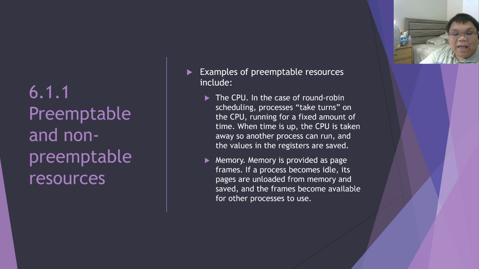So the CPU and memory are preemptible resources. If we take the CPU or memory away from a process, the process has no problem with that because we're able to save, in the case of the CPU, the values stored in the registers. In the case of memory, we can store those pages back on the disk until we need to reload them back into memory again. So those are preemptible resources.